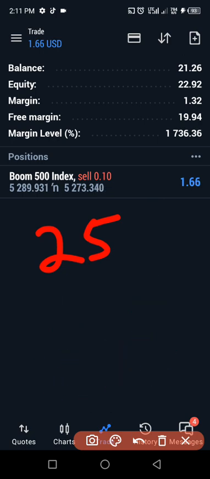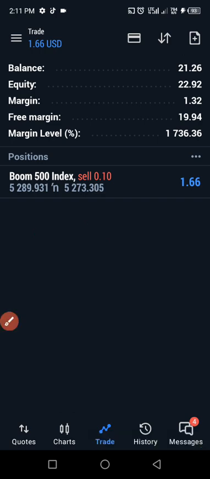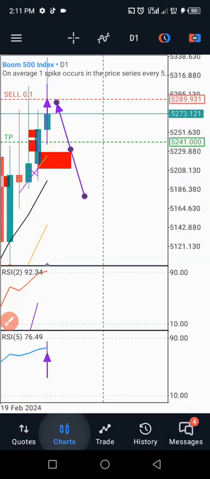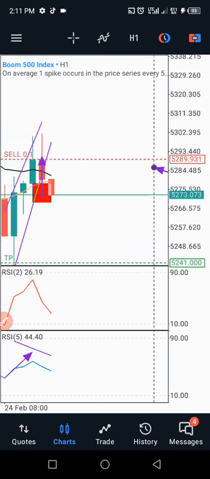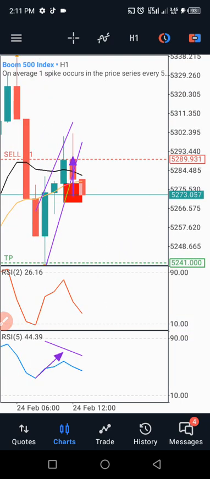So do well to practice with this strategy, and make sure to test it out first on your demo. Do not be in a hurry to take a trade using this strategy. Practice everything.